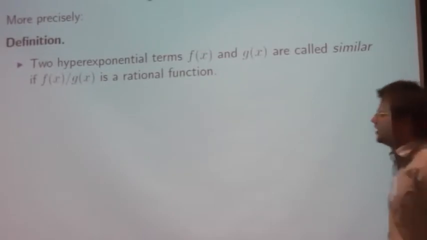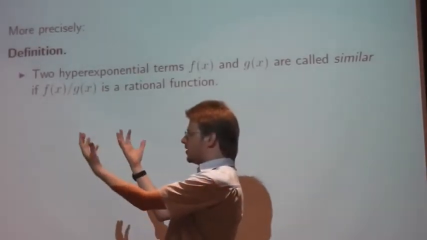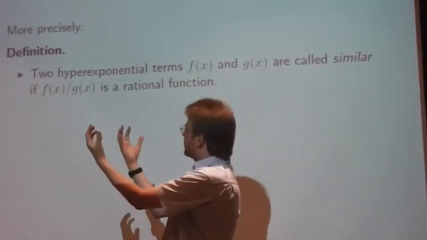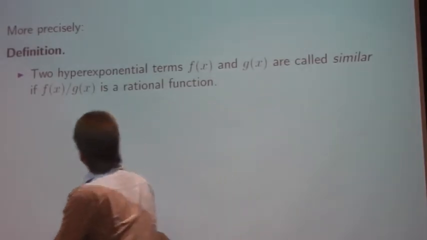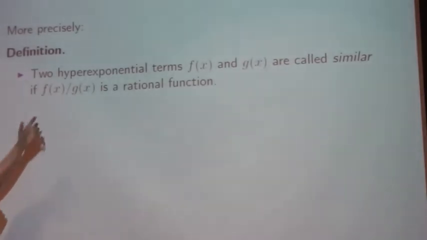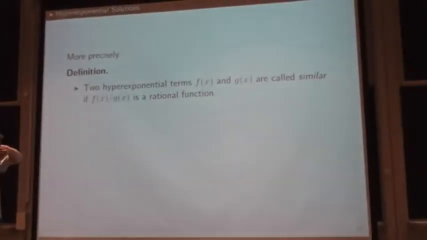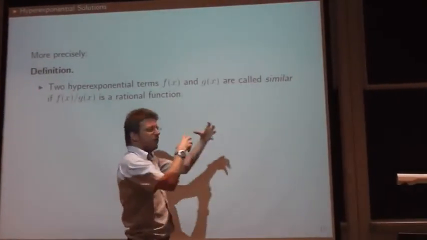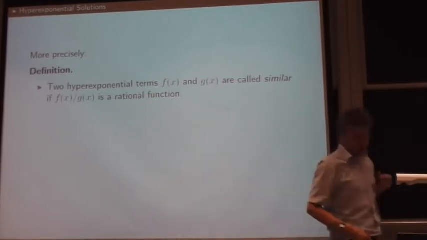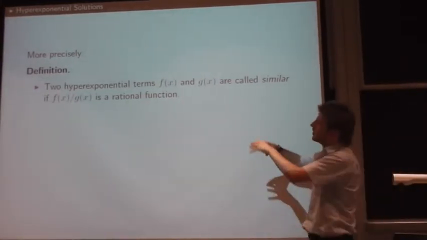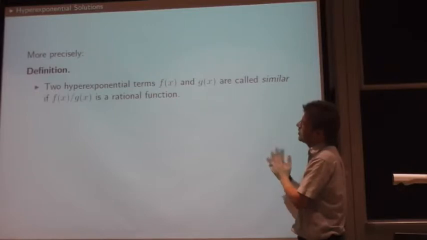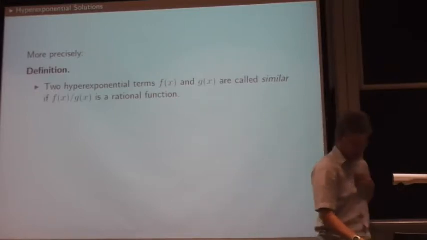So here's the official definition, if you're interested. We care about whether two hyperexponential functions are similar. We say they are similar if their quotient is a rational function. This is an equivalence relation among hyperexponential terms, and we say that the equivalence classes under this relation form the exponential part of a given term.